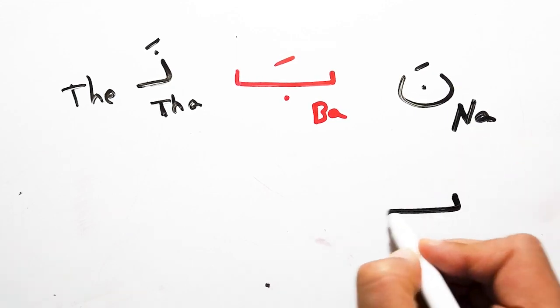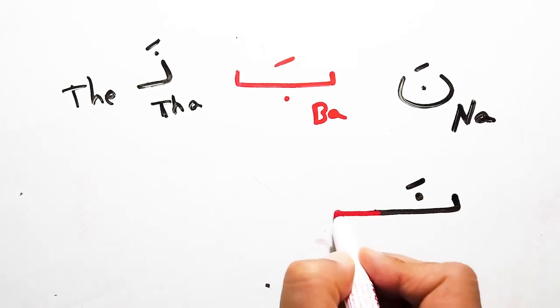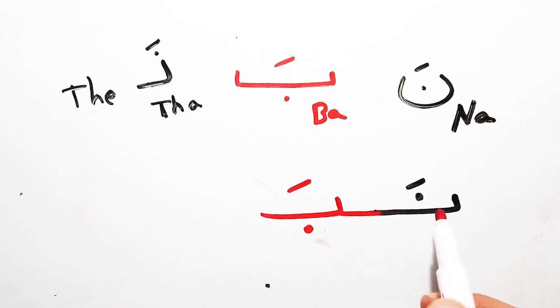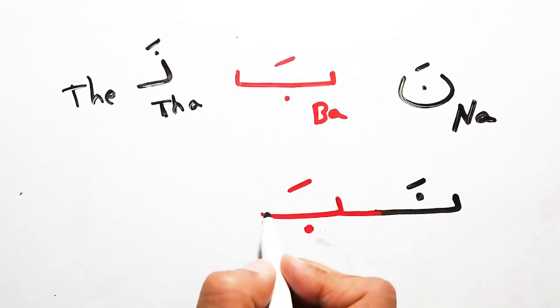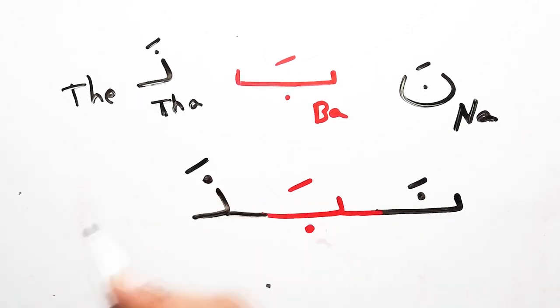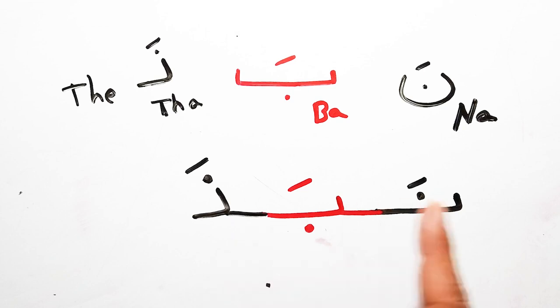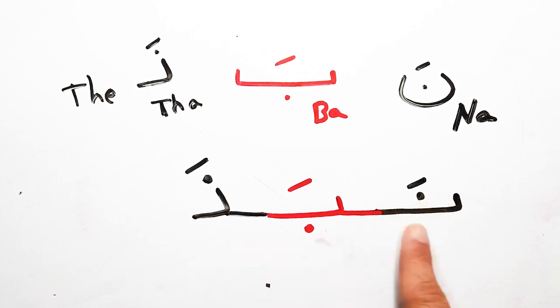Let's connect them. Ne in the beginning of the word. Be in the middle. Ne, be. Nebe. And finally, we have the. Nebe the. Nebe the.